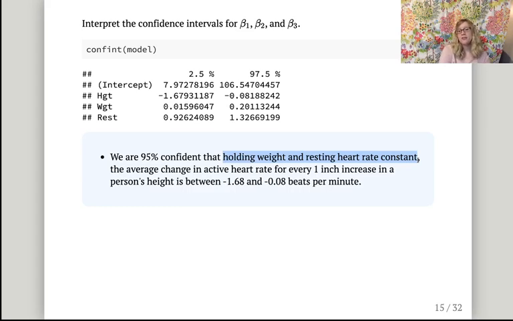These confidence intervals are all independent confidence intervals, so they are assuming that you're representing the change when all other variables are constant. So only one variable essentially is allowed to change at a time with these confidence intervals.